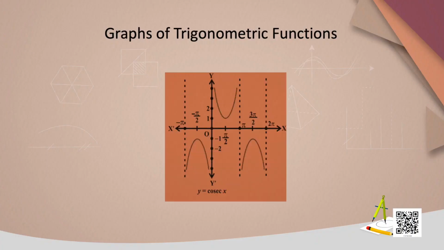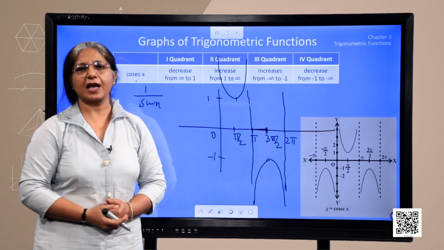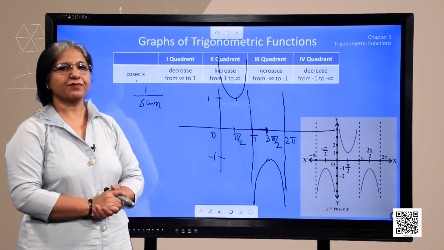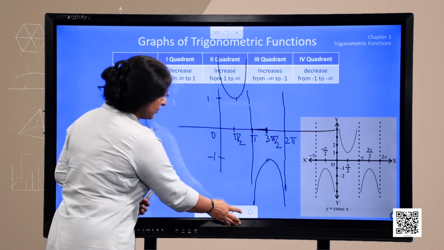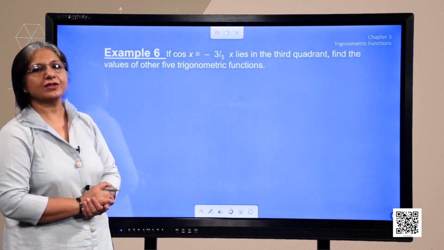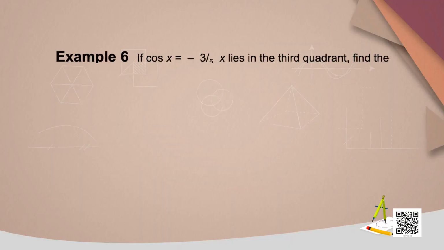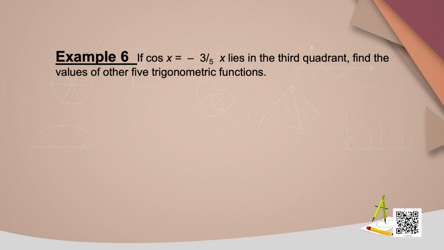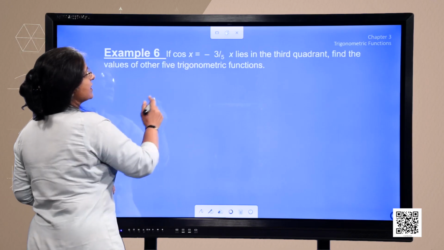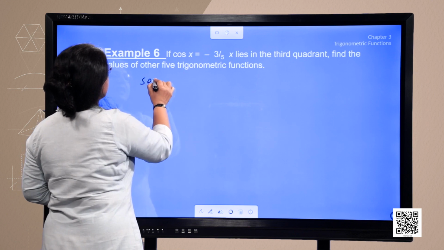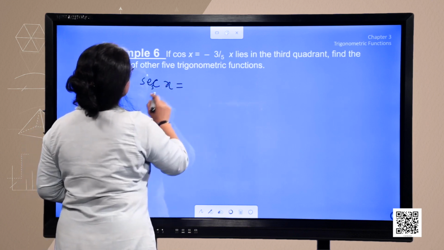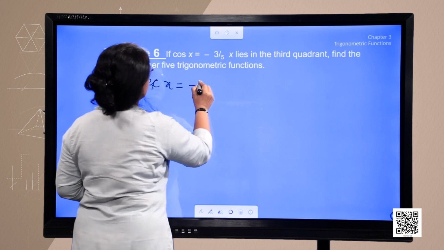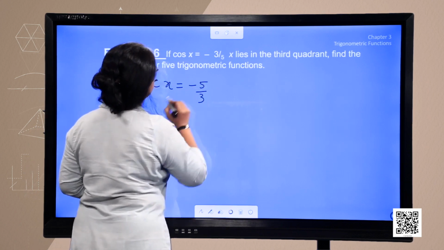So, this is the graph for cosec x, and these were the graphs of all 6 trigonometric functions that we have studied. Now, we shall be doing a few examples to make the concept more clear. Example: it is given cos x is equal to minus 3 by 5, where x lies in the third quadrant. Find the values of the other 5 trigonometric functions. From cos x, we can easily find the value of sec x. Because sec x is the reciprocal of cos x, it will be minus 5 by 3.